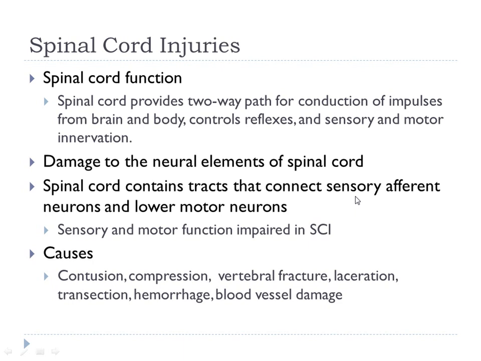So spinal cord injuries. Remember, the function of the spinal cord is basically a communication pathway between the lower motor neurons and the brain. They have the efferent pathways, and the impulses come from the brain. Efferent means away, E for exit, away. So those impulses come from the brain away into the spinal cord, into the lower motor neuron. So it's a communication between the lower motor neuron and the brain. Also, the spinal cord acts by controlling reflexes and also sensation and motor movement and things like that. All right?